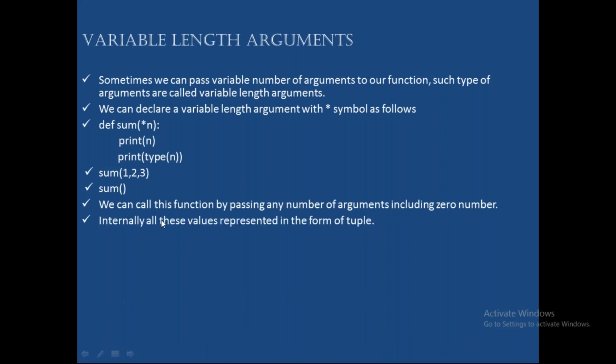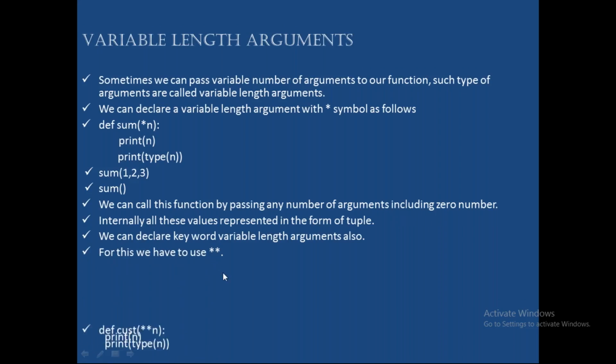Next, internally all these values are represented in the form of a tuple. We can declare a keyword variable length argument also. Let's say I want to give some, like pen equal to 1 rupee and book equal to 2 rupees and pencil equal to 3 rupees, some eraser, something like that. You just give whatever you want to give. Key and value I want to give.